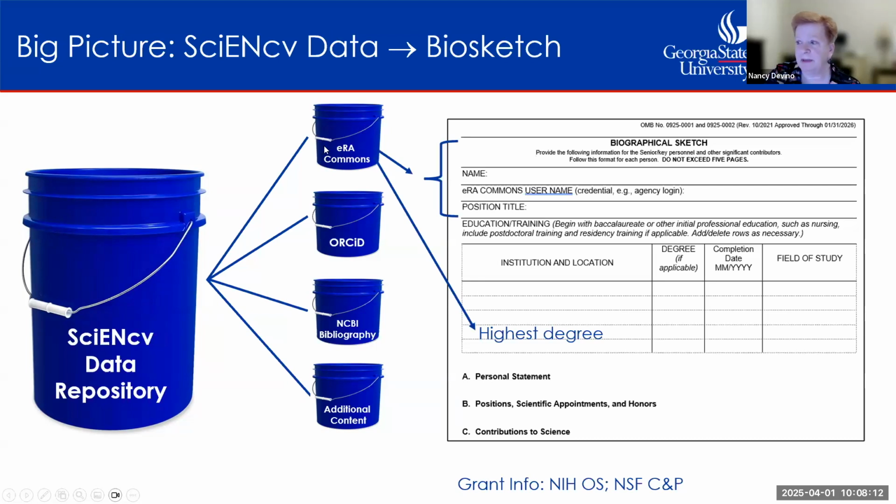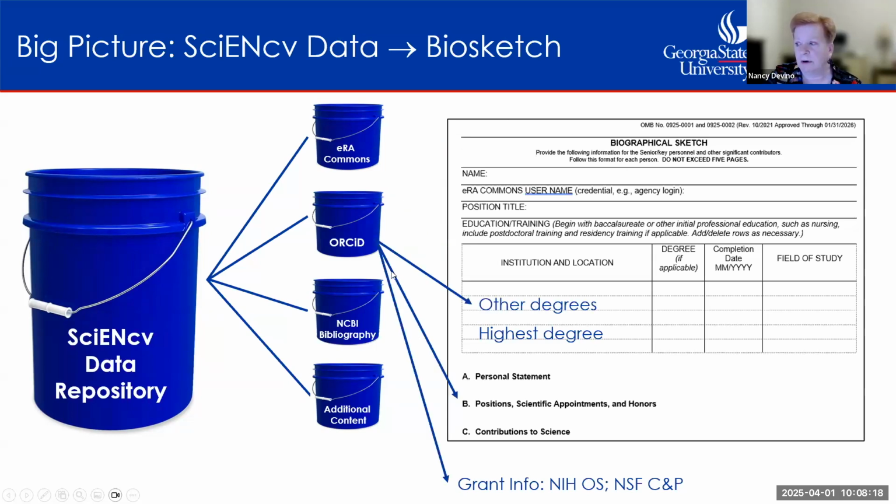Again, the ERA Commons bucket populates the header on the form. The ORCID ID can provide additional information. Most people just keep their highest degree in the form.